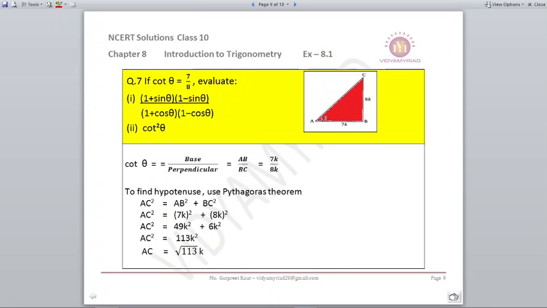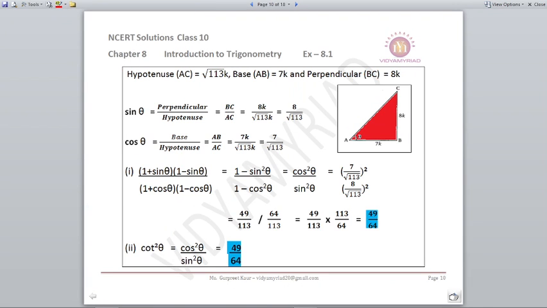Now cot theta given to us is 7 upon 8. So we will take it as 7k and 8k, and the formula for cot is base upon perpendicular. So hypotenuse is missing over here. We can use Pythagoras theorem, that is coming in root 113k. So don't worry if you find it such a weird number, it is correct.